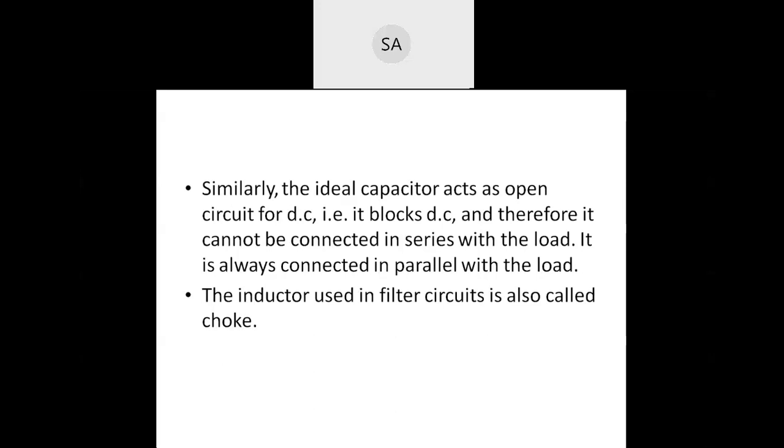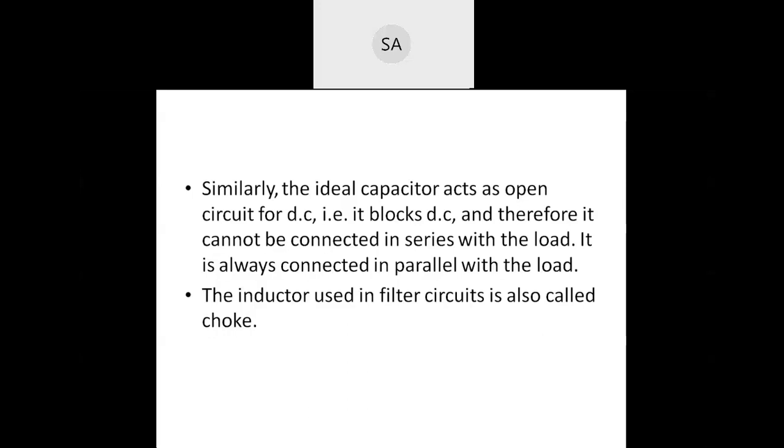When the inductor is connected in shunt, it will be shunting the entire DC component. Otherwise, the capacitor will be acting as an open circuit for the DC, so it always blocks the DC component. Therefore, it cannot be connected in series. If connected in series, it will be an open circuit, so we cannot reach the output voltage across the load. The capacitor should always be connected in parallel or shunt with the load only.